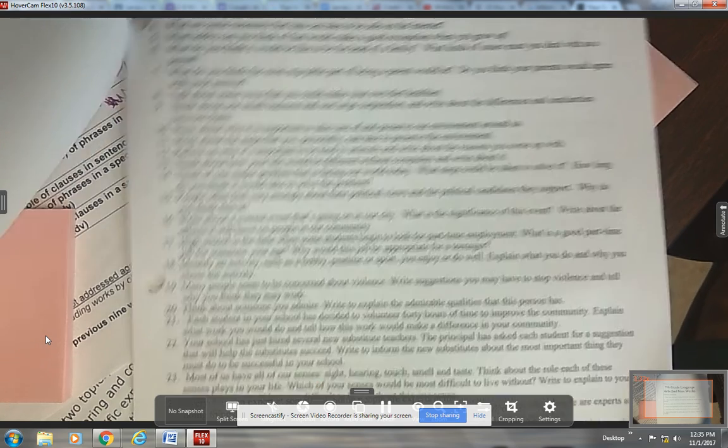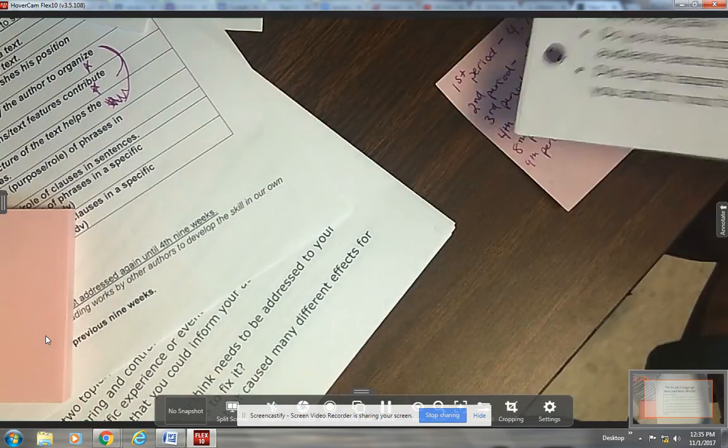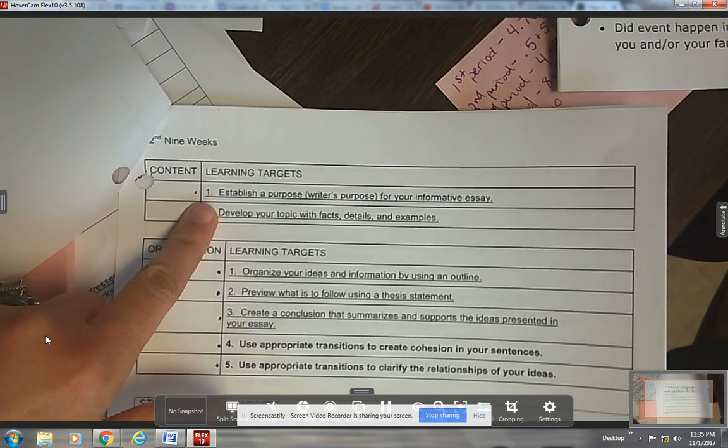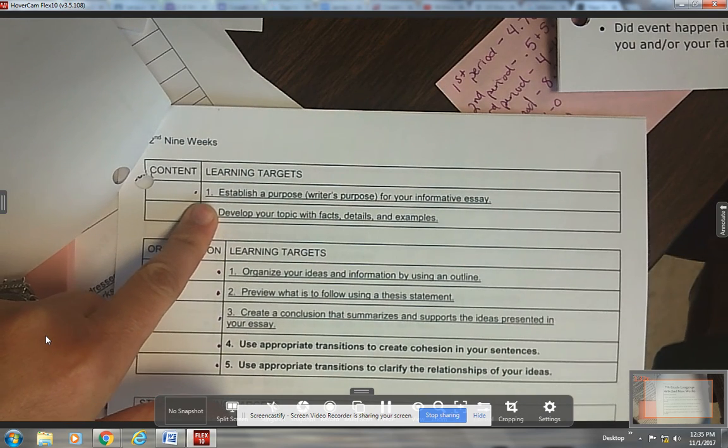So now at this time, we have 1 learning target so far for this 9 weeks that you can submit a type 3 or 4 response with, and that's to establish a purpose for your informative essay. When I grade this, if you pick this one to turn in for a grade of a 7, 8, 9, or 10 on the rubric, what I'm looking for is that you stay in the informative mode.